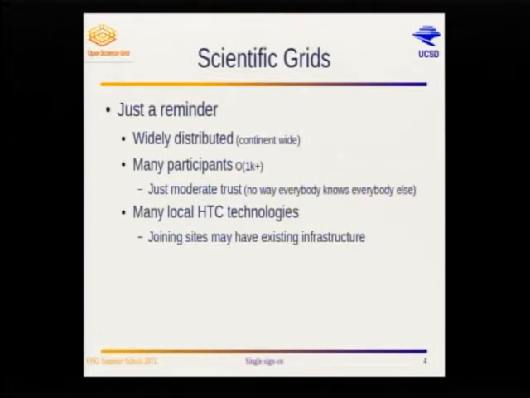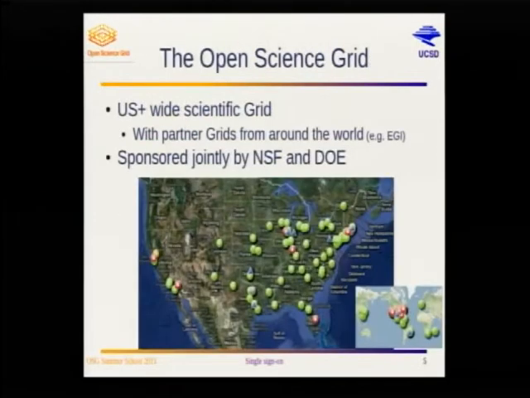It has many participants, thousands, tens of thousands of users and administrators. We have just moderate trust. There is no way that everybody knows everybody else. When you have thousands of users, it simply doesn't work. And there are many local technologies because sites may have existing infrastructure. They have already installed systems, already users there when they join the Open Science Grid. So it's a very complex system.